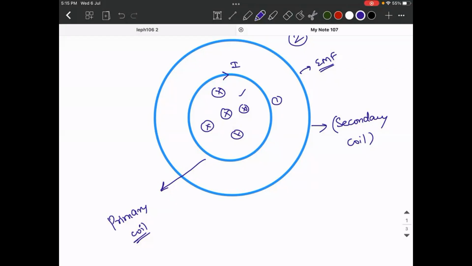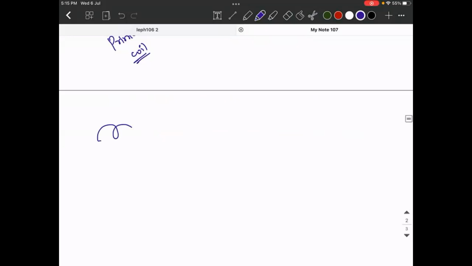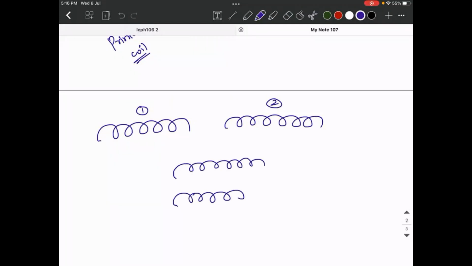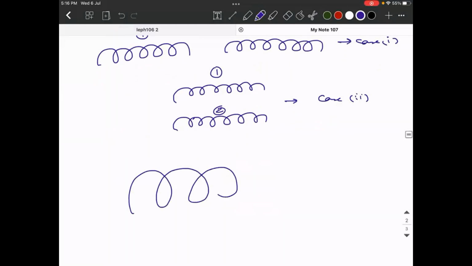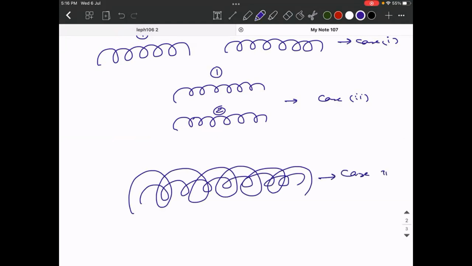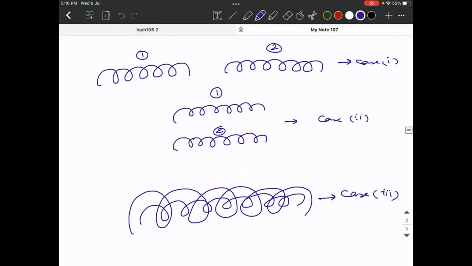So based on this, I want to ask you some scenarios. Let's say there are two coils like this, 1 and 2. Wherever I write 1, it is primary. Wherever I write 2, it is secondary. That is the understanding for us. Okay. And I have a scenario where this is 1 and this is 2. Okay, this is case 1. This is case 2. Okay. Case 3. Which one is more effective?